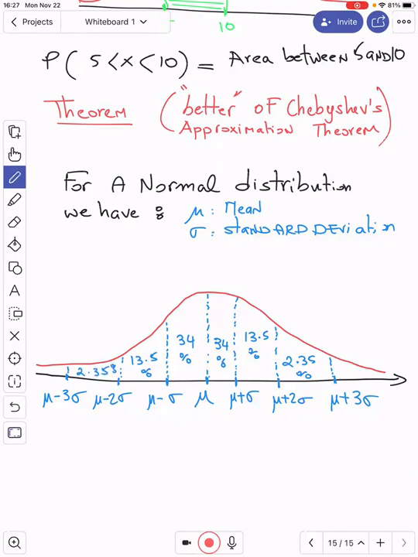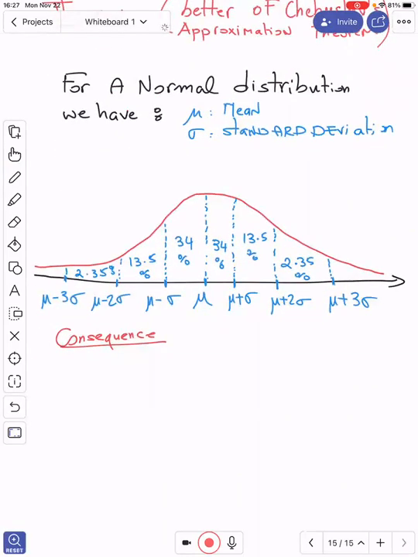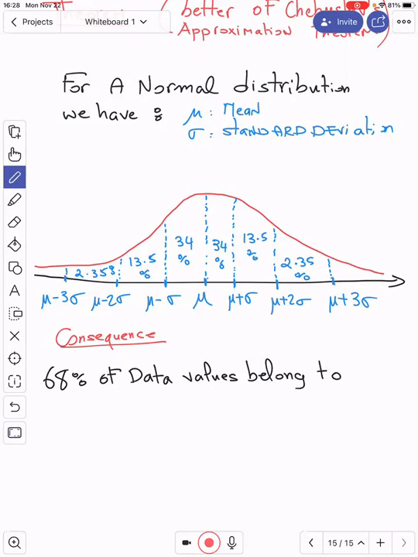So, for example, a consequence of this graph is that you know approximately 68% of your data values belong to the interval mu minus sigma, mu plus sigma.